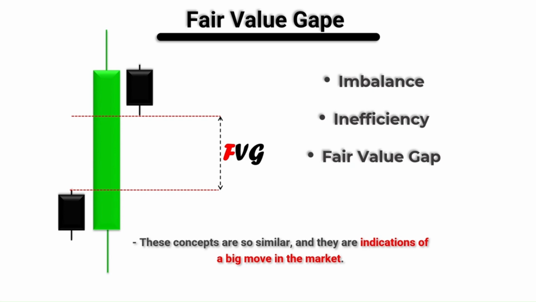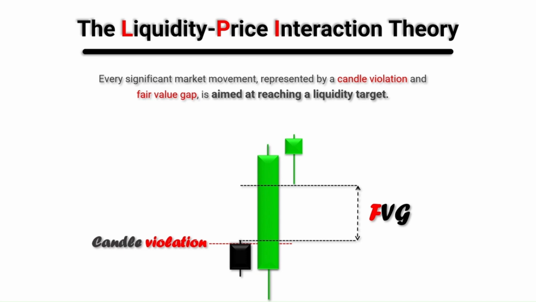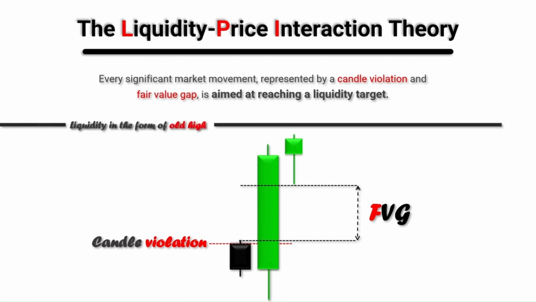The liquidity price interaction theory tells us every significant market movement, represented by a candle violation and fair value gap, is aimed at reaching a liquidity target. When trading a candle range using the candle range theory, it's important to identify whether the price has reached its liquidity target or not. Consider the candle range.